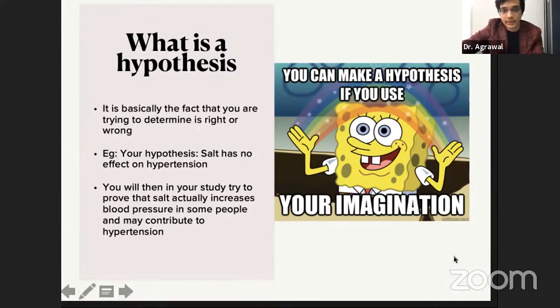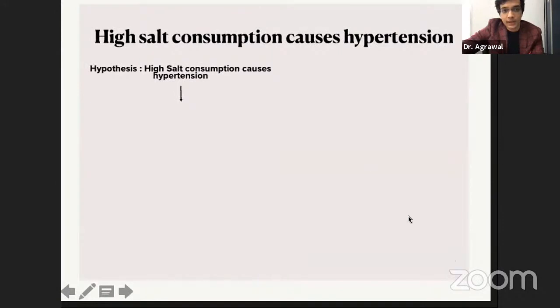So let's take another example, right? High salt consumption causes hypertension. So now the question is how a hypothesis must be framed. Consider you think that, hey, this salt is causing hypertension. I believe that it does so.